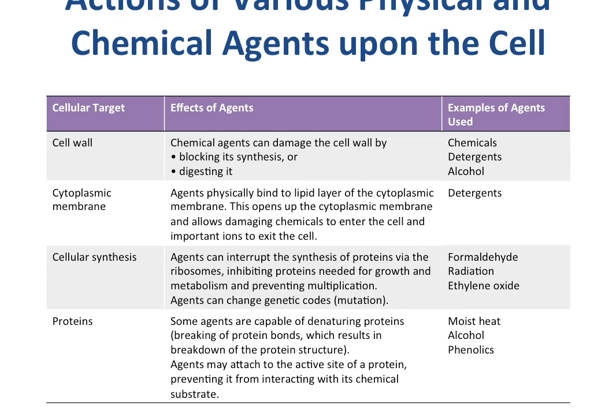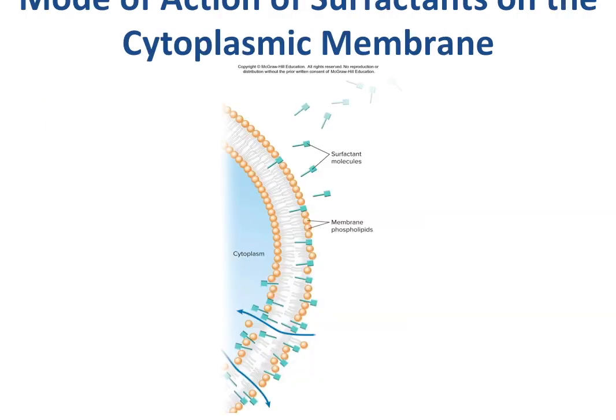For example, alcohol can work on the cell wall, okay. Detergent also works on the cytoplasmic membrane. Radiation, ethylene oxide, and formaldehyde can target cellular synthesis. Yes, so we have to know that.